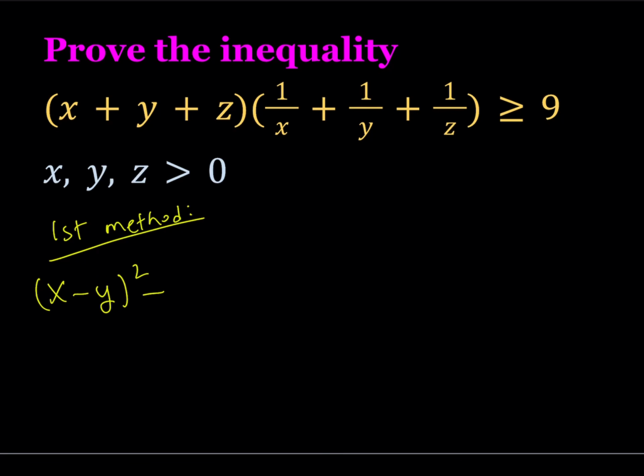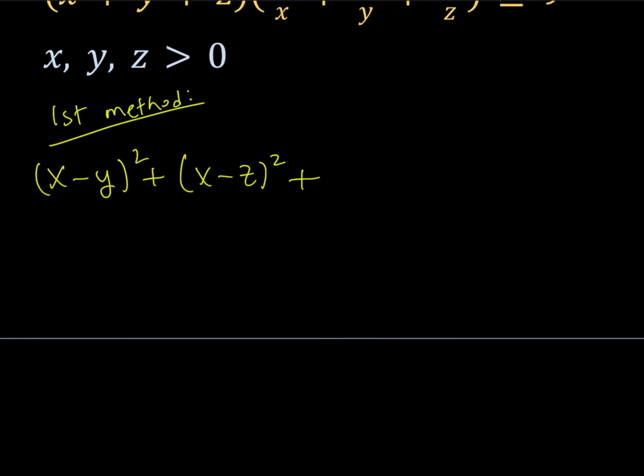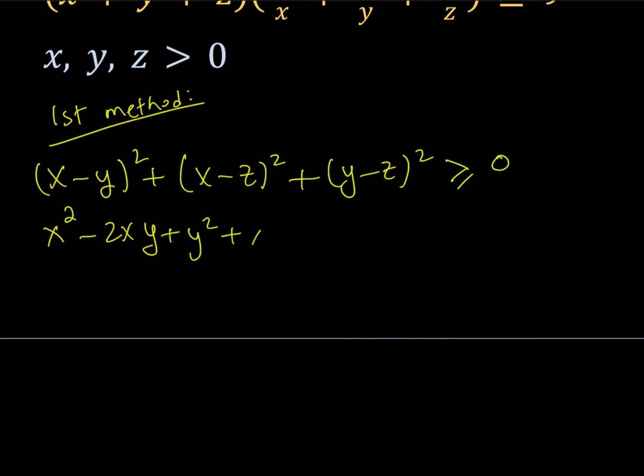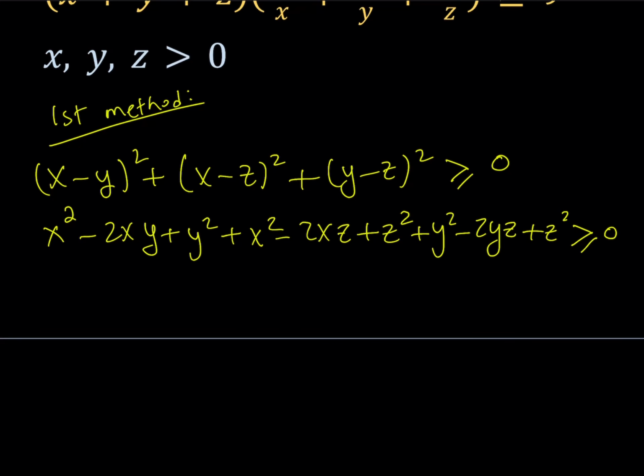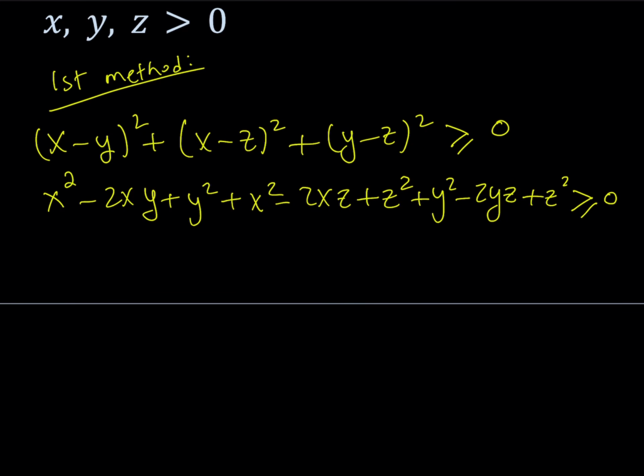(x minus y) quantity squared plus (x minus z) quantity squared plus (y minus z) quantity squared. Now notice that all of these are non-negative expressions, so when I add them, the result is also going to be non-negative. Now if you go ahead and expand it, you're going to get x squared minus 2xy plus y squared plus x squared minus 2xz plus z squared plus y squared minus 2yz plus z squared, all greater than or equal to 0. So we started with something true and we'll end up with something that we're going to use.